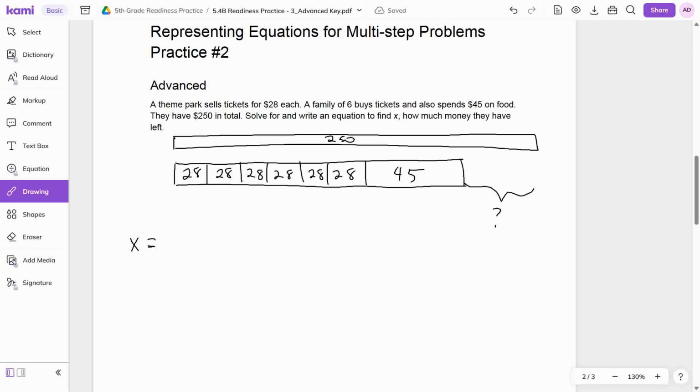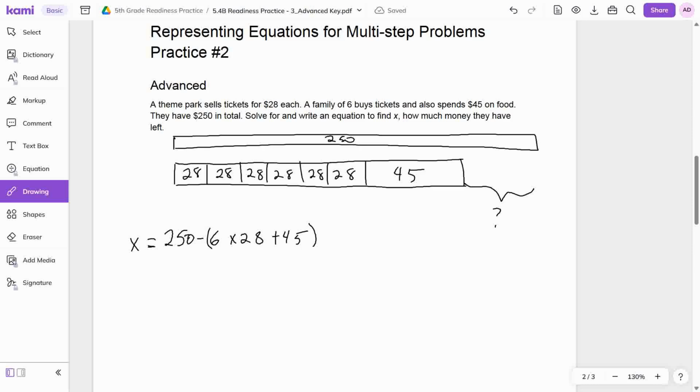I can add 28 6 times, probably easier to do 6 times 28. Now, I need to add that $45 I spent on food. Since order of operations is in place, I don't need a parentheses because I'm going to naturally do the 6 times the 28 before I add the 45. But all of this needs to be summed together and then taken away from 250. So I need to give myself a little bit of room up front. I need to take my 250 and then minus how much has been spent.